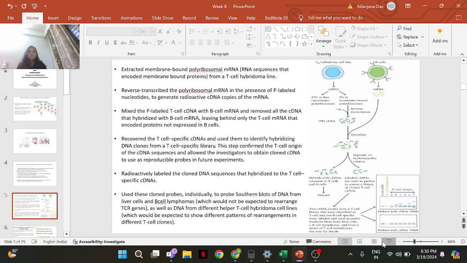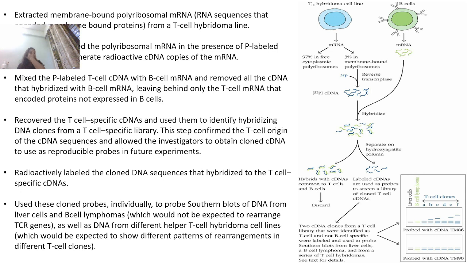First, they reverse transcribed this polyribosomal mRNA in presence of phosphate labeled nucleotides, so that whenever it is reverse transcribing, each of the phosphate of the cDNA will be labeled by the phosphate. So this cDNA which they made was labeled by 32P.